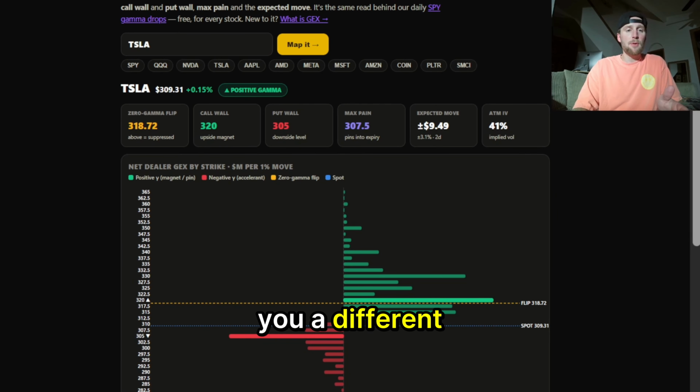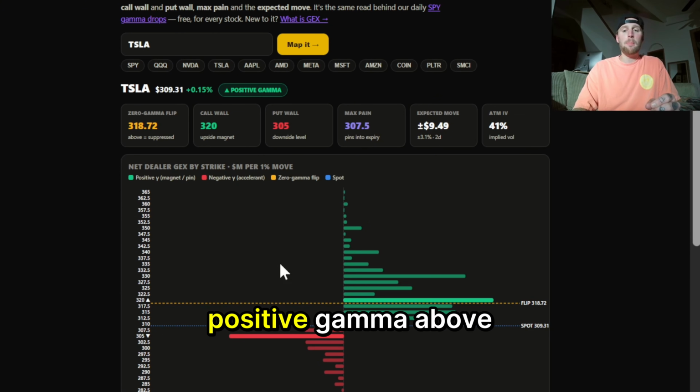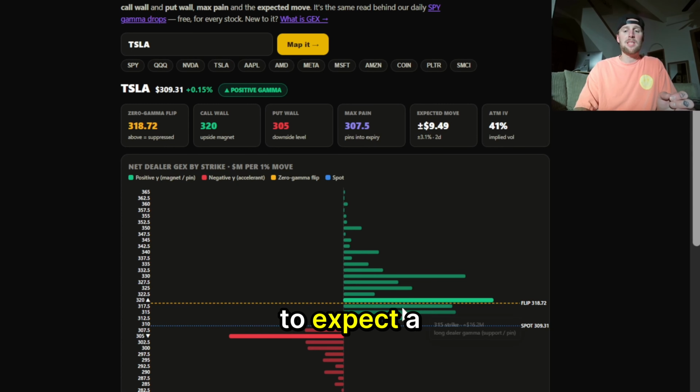I'm going to give you a different example and show you guys how to actually use it. So to keep it simple, in positive gamma above the flip, you fade the extremes. You're going to expect a pin, a chill day, kind of choppy day. In negative gamma below the flip, you go with the move, respect it, and size down. These walls are speed bumps, not walls, okay? So you need to check the regime first, then trade it. That's kind of all there is to it.